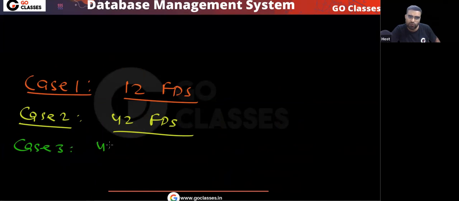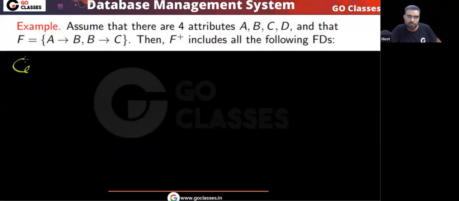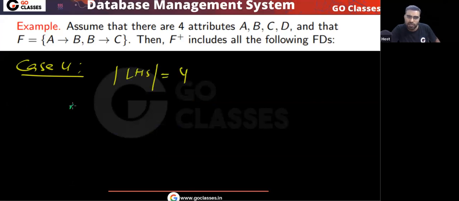In case 3, you got 44 FDs. What about case 4? Tell me, what is case 4? Case 4 will be when the LHS size is equal to 4, meaning LHS is equal to ABCD.